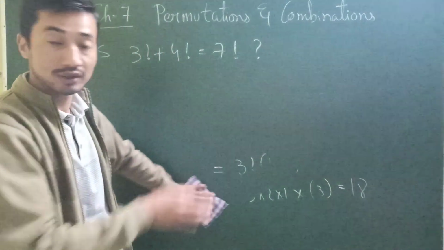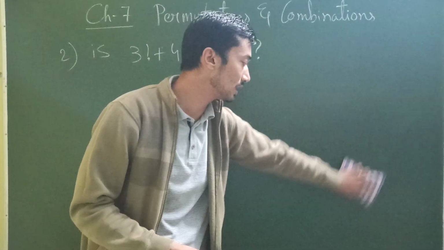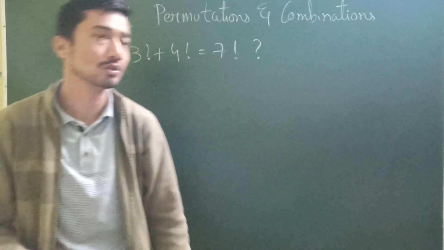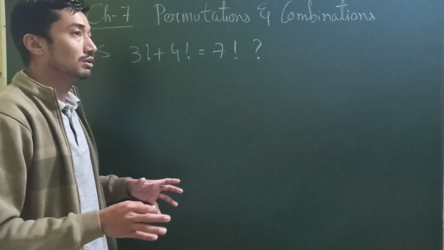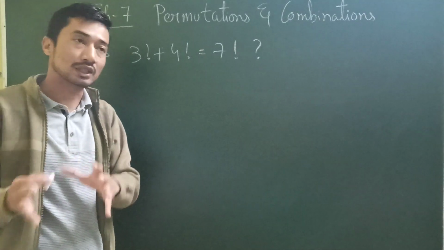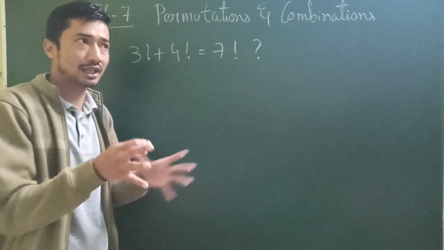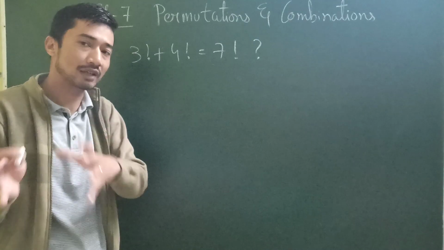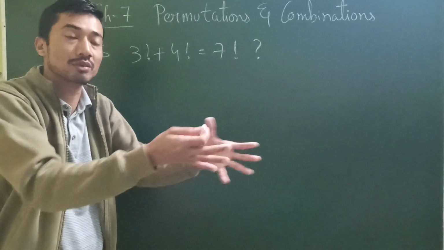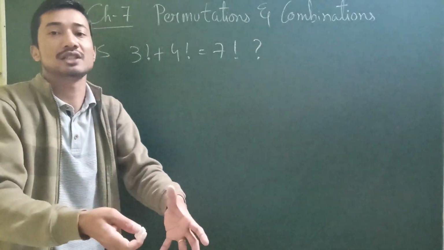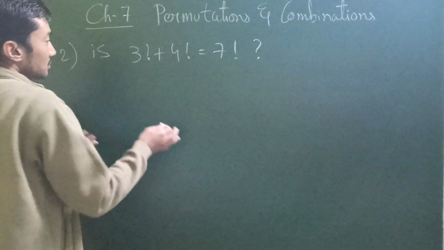Just like we did not subtract here, we cannot do it like that. This is not about like terms and unlike terms, we just cannot do that. We have to solve each of the factorials independently, just like trigonometric functions and ratios. We cannot combine them unless you're using a theorem or formula given by the chapter itself.